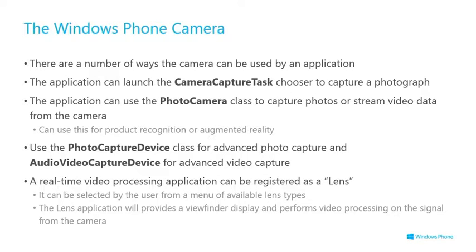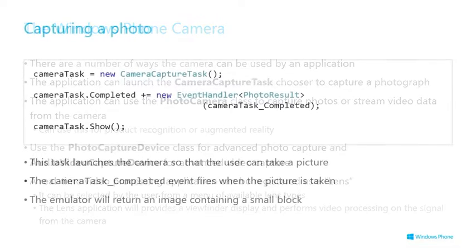Now, the other thing as well, if you've got a real-time video processing application, something that is grabbing frames from the camera video stream and doing some processing in real time, you can register your application as what's called a lens. And I'll show you what that means in just a moment.